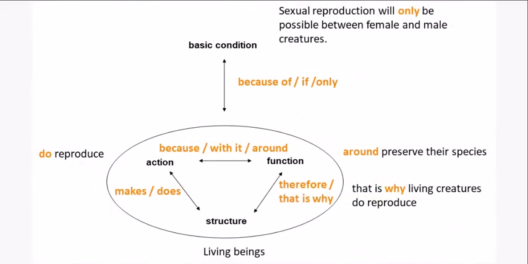Living things reproduce to preserve their species. This is why living things reproduce. Sexual reproduction is only possible between female and male creatures.